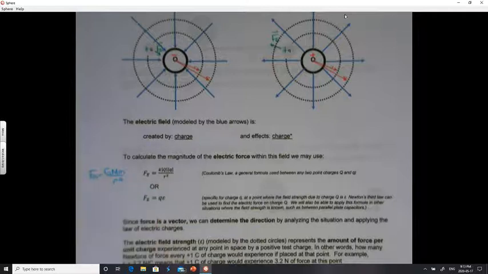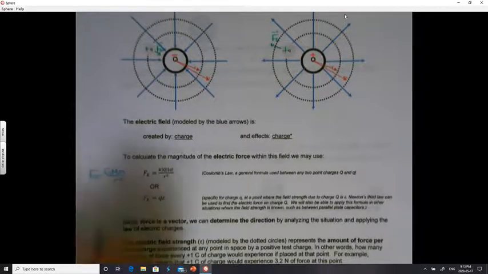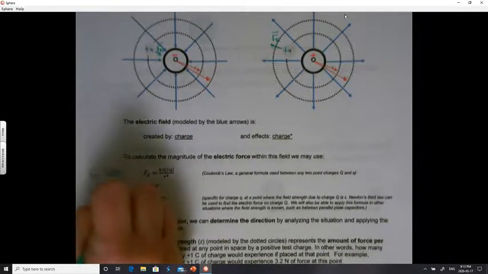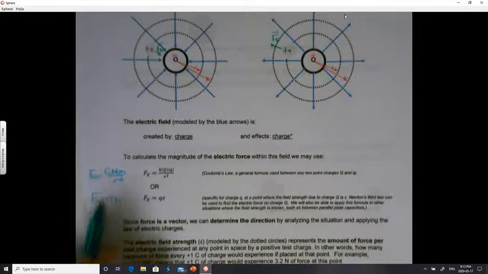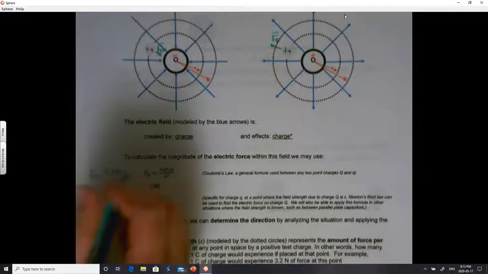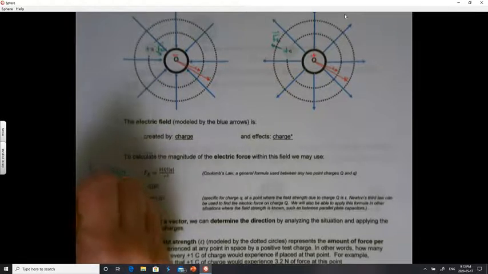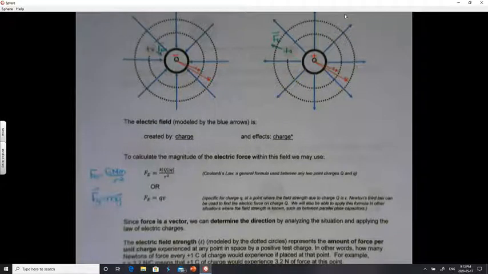Now, when we were looking at gravity, we did have a second way that we were able to calculate the force of gravity, and that was Fg equals mg. So we could figure out the force of gravity at some point if we knew the object's mass that's within that gravitational field, as well as the gravitational field strength. Now, this gravitational field strength was technically a vector quantity, as was this force right here.